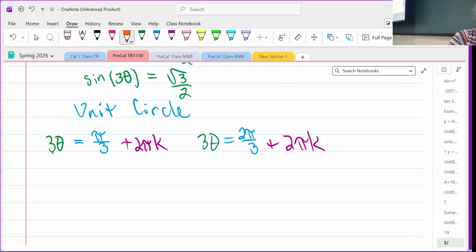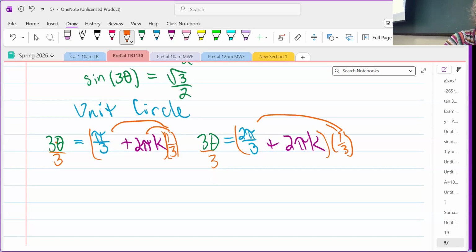All right, now 3 theta is equal to this. Now I can get rid of that 3. Since that's being multiplied to the theta, I'm going to divide by 3. Dividing by 3, though, is the same as multiplying by 1/3. So this 1/3 is going to distribute into both parts. So now I finally have theta by itself.